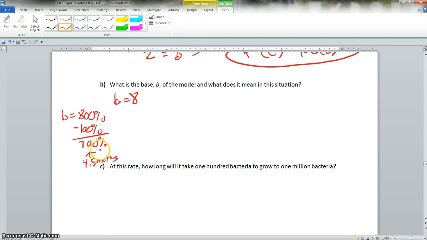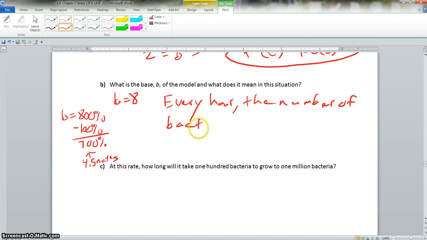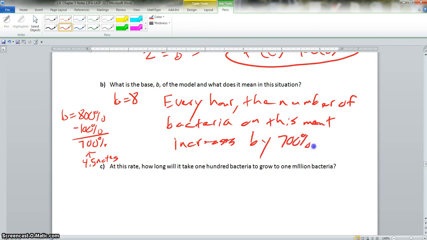So we have 700%. So what this is saying is every hour, the number of bacteria on this meat increases by 700%. And that is our final answer for b.